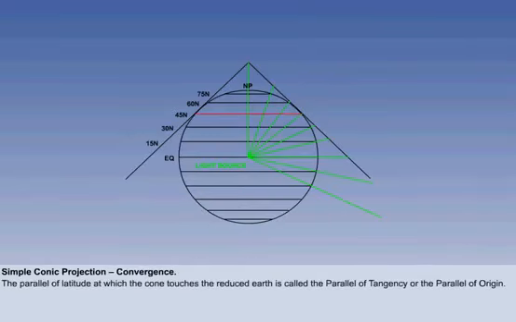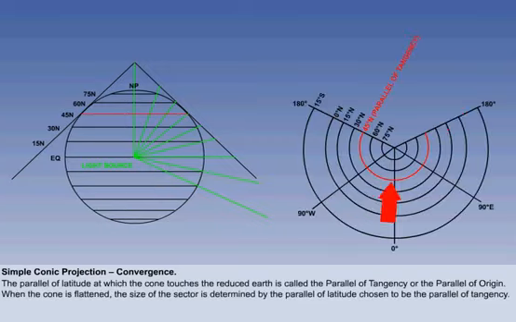The parallel of latitude at which the cone touches the reduced Earth is called the parallel of tangency, or the parallel of origin. In this example, our parallel of tangency is 45 degrees north. When the cone is flattened, 360 degrees of longitude are represented by a sector of a circle of 255 degrees. The size of the sector is determined by the parallel of latitude chosen to be the parallel of tangency. If a higher latitude is chosen, the sector will comprise a larger angle.